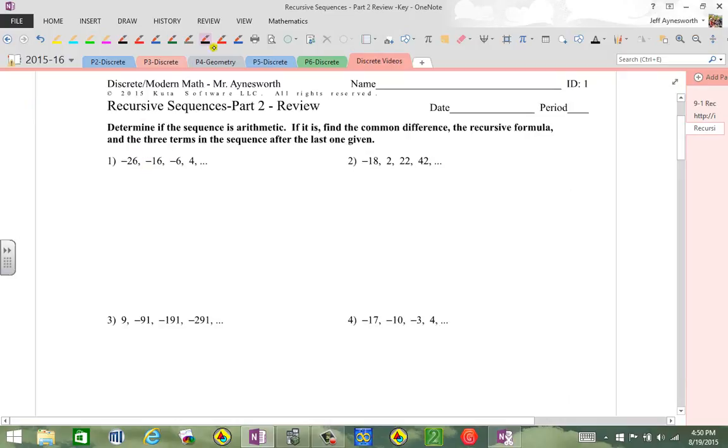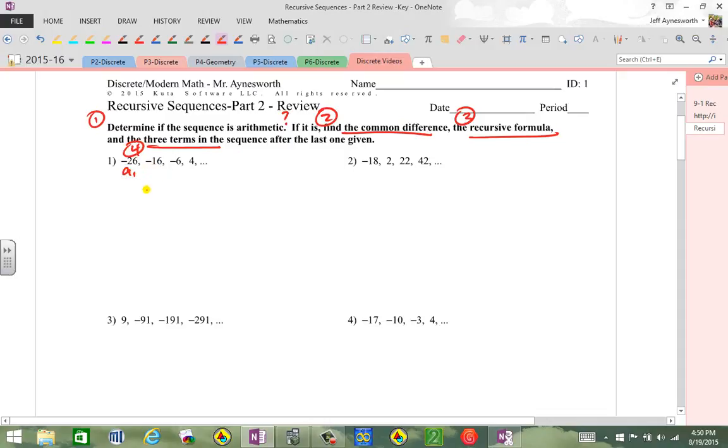On the first one here, we got some terms given here. We got four terms given. We have to determine if it's arithmetic. We have to find the common difference. That's the second thing. We have to write the recursive formula, that's the third thing, and then we have to find the three terms after the sequence, that's the fourth thing. So we have some work to do.